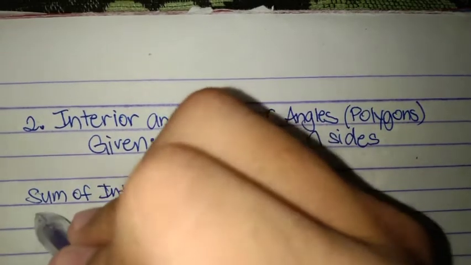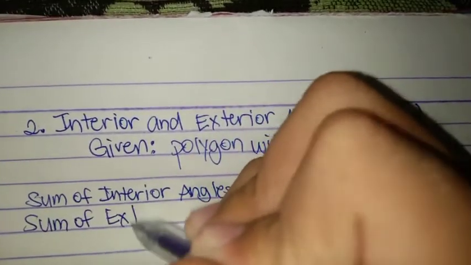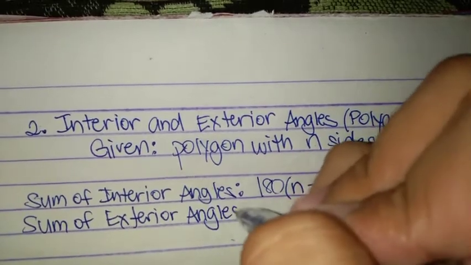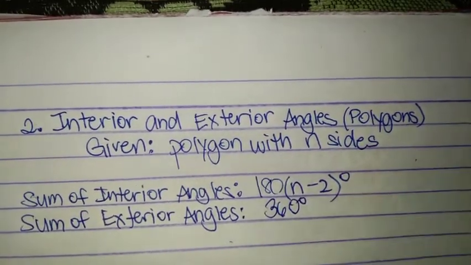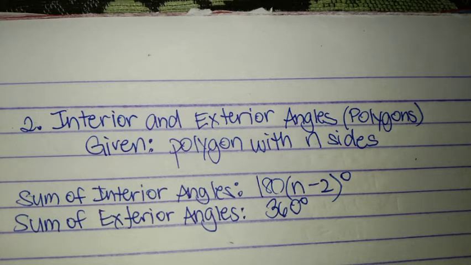The sum of its exterior angles, however, is a constant, 360 degrees. No matter what value of n you use, the sum of the exterior angles of a polygon will always be equivalent to 360 degrees.